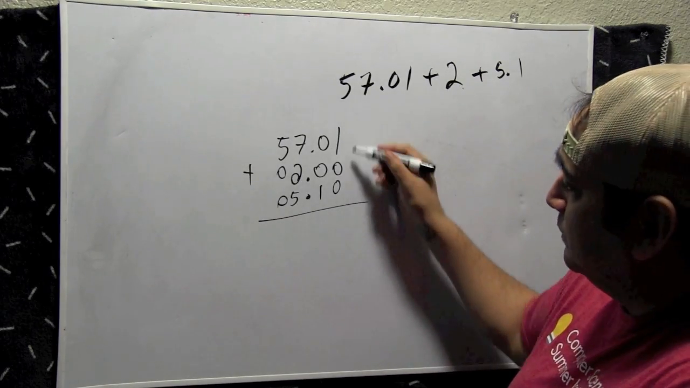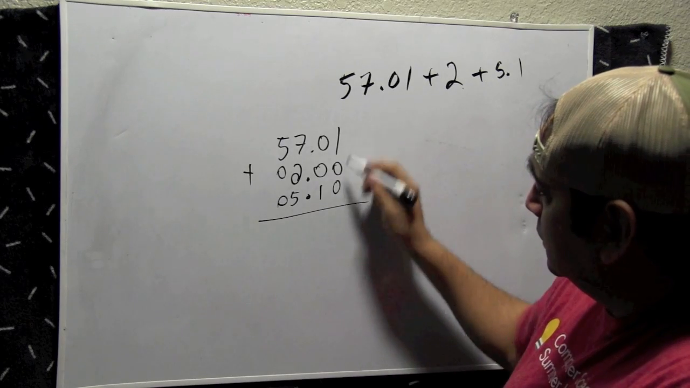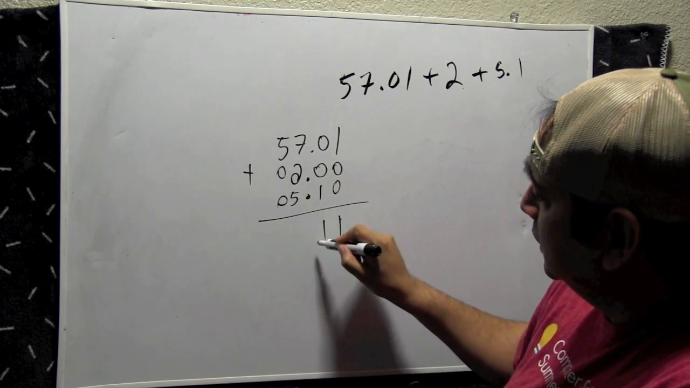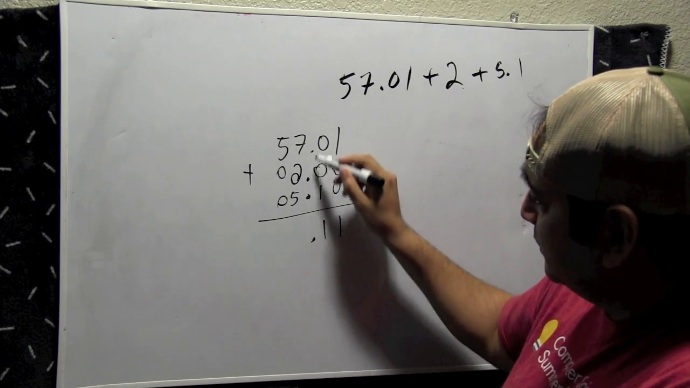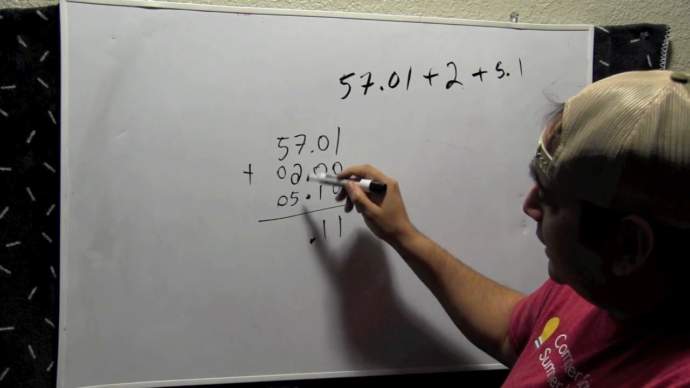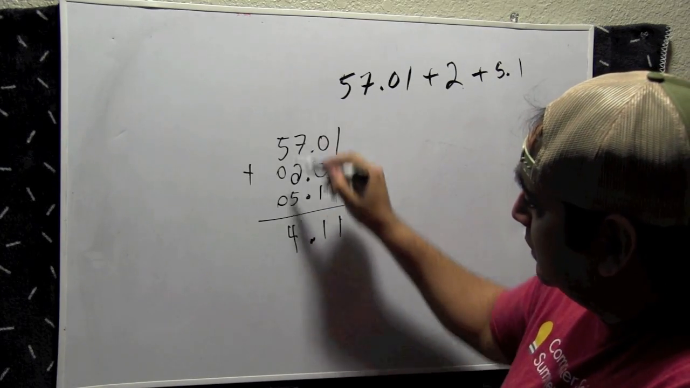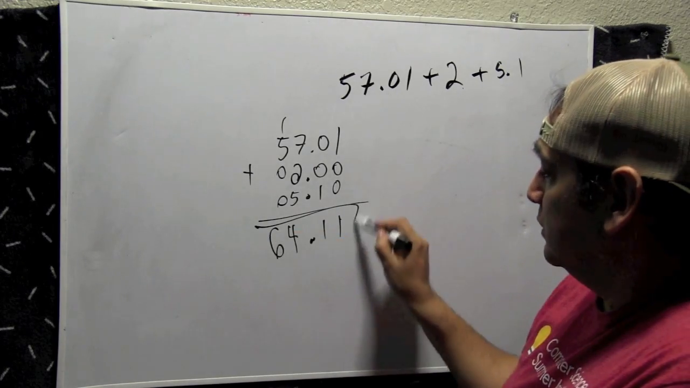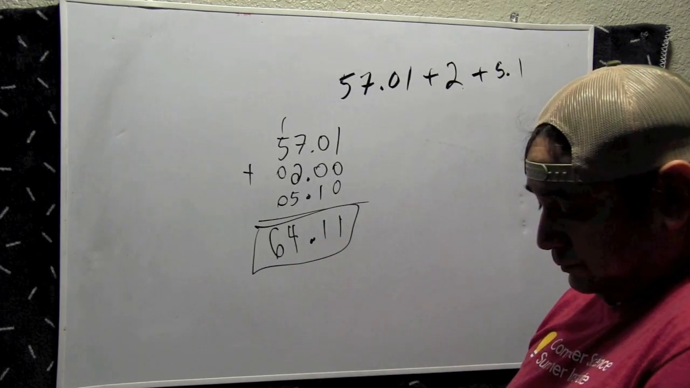And you just add up. So 1 plus 0, 0 is 1. 0, 0 plus 1 is 1. Just drop down the decimal point. 7 plus 2 is 9. 9 plus 5 is 14. 1, 6. So it's 64.11. That's your answer.